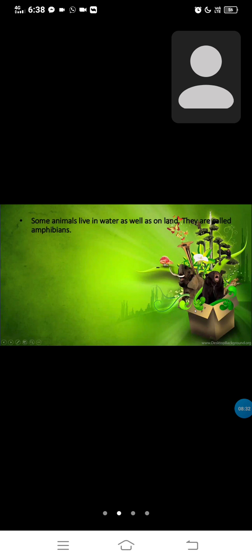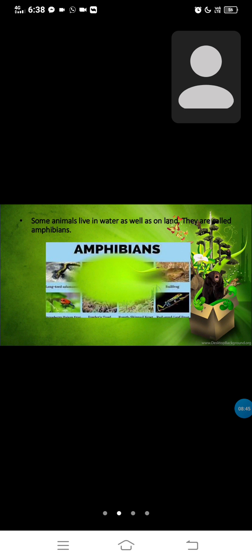Next, some animals live in water as well as on land. They are called amphibians. Their moist skin helps them to breathe when they are in water. Here you can see an amphibian.